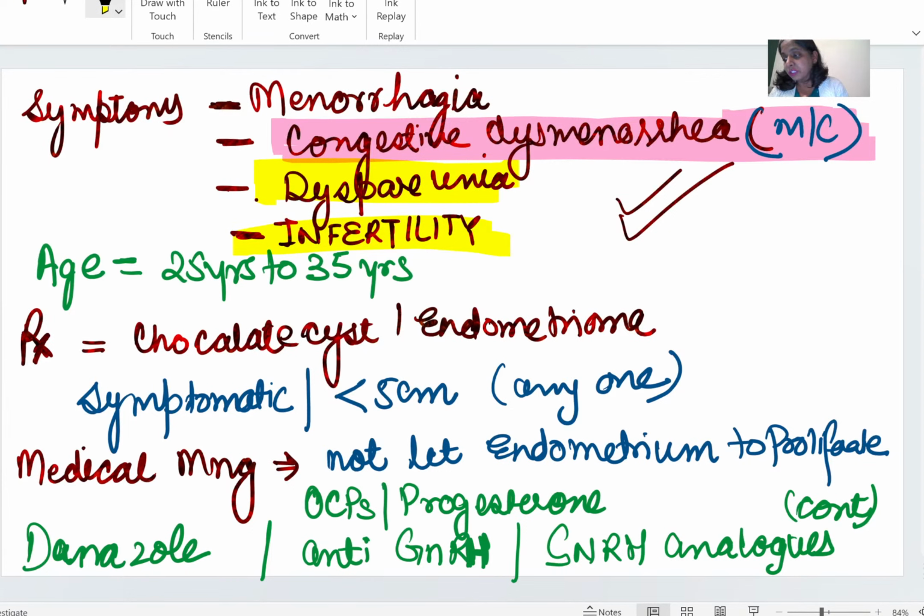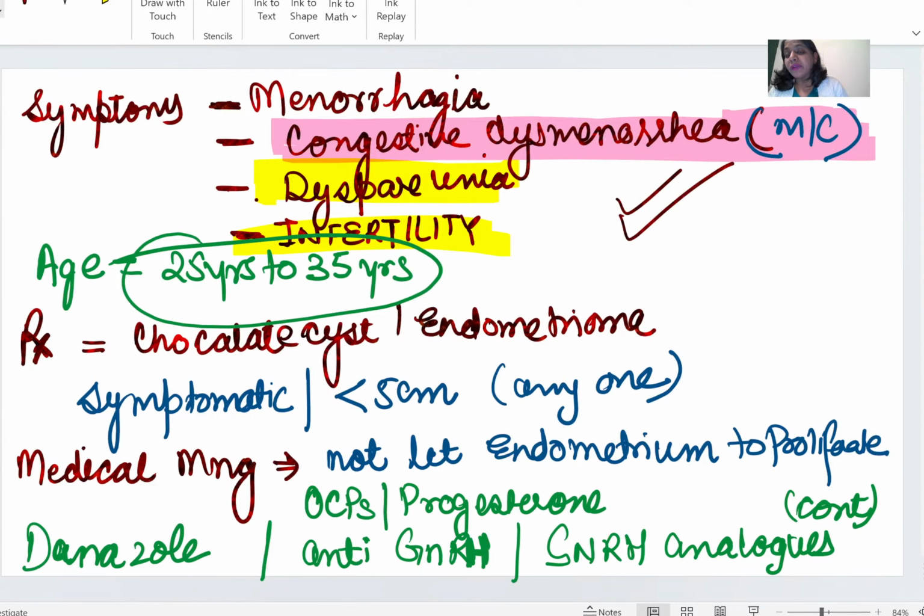What is the age of the patients in which endometriosis occurs? It is a career making age, 25 years to 35 years. For this I always tell my students, endometriosis occurs in your age and adenomyosis occurs in my age. So what is the treatment of chocolate cyst? This was a last year FMG question.